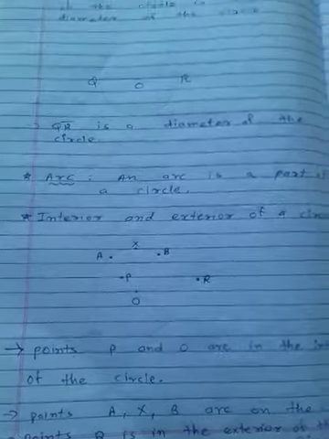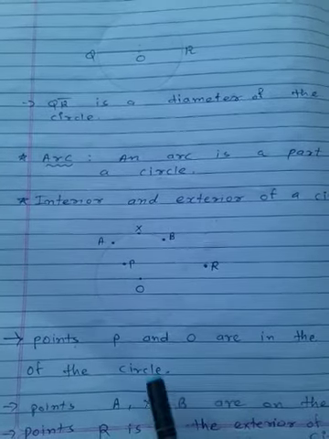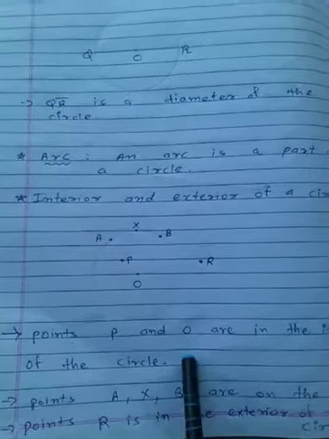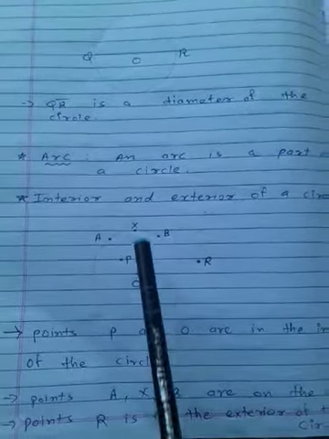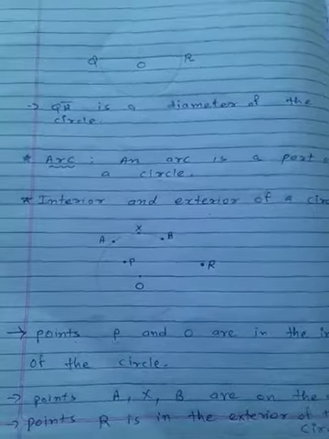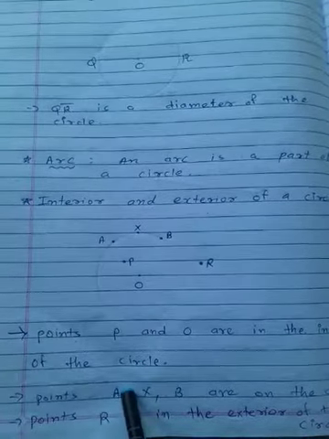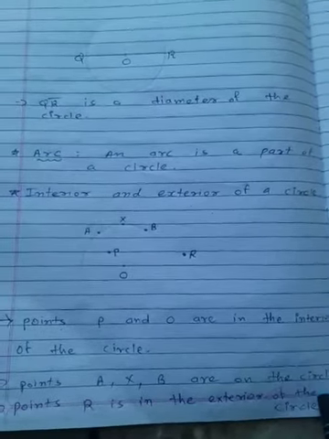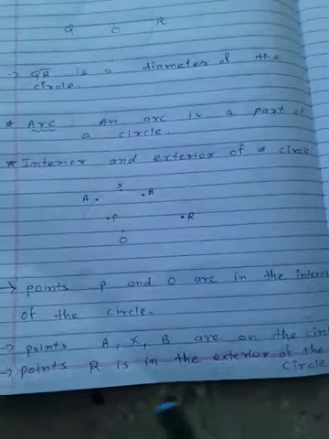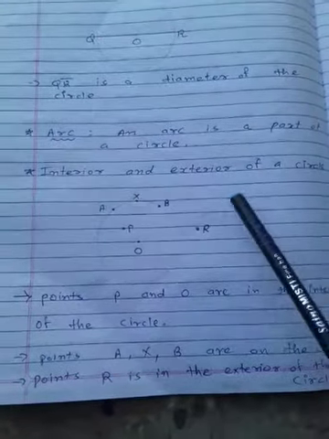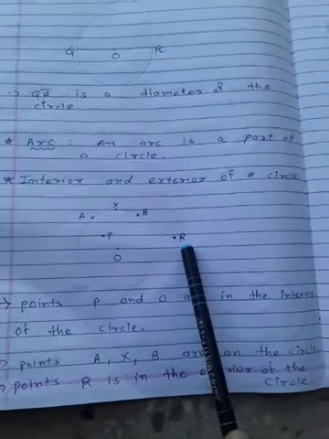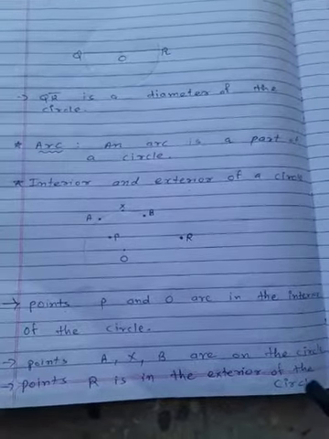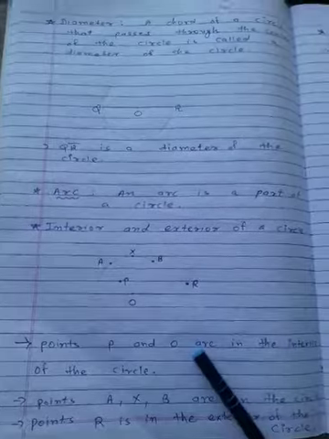See here in this figure, we can see points P and O are in the interior of the circle. Points A, X, B are on the circle. Point R is in the exterior of the circle. Understood this point?